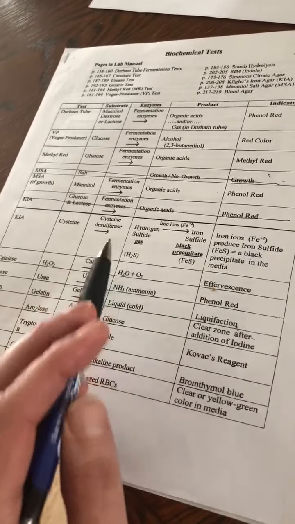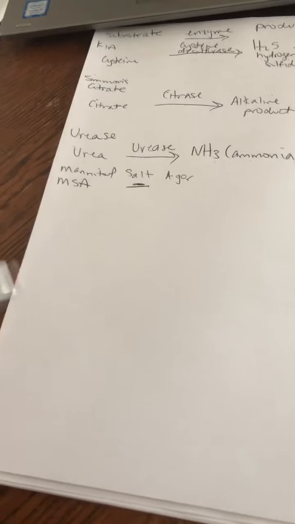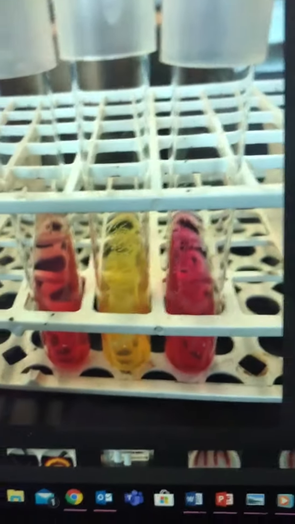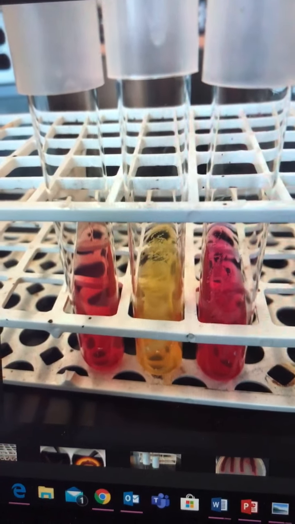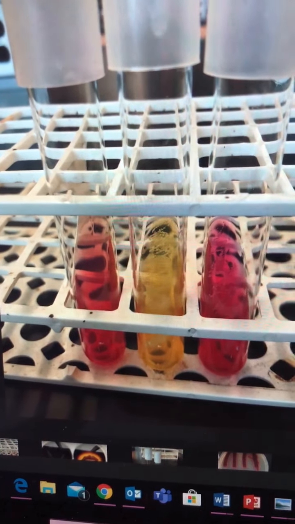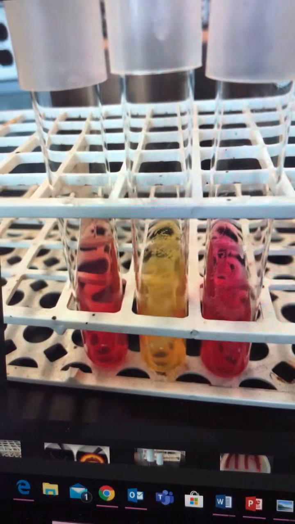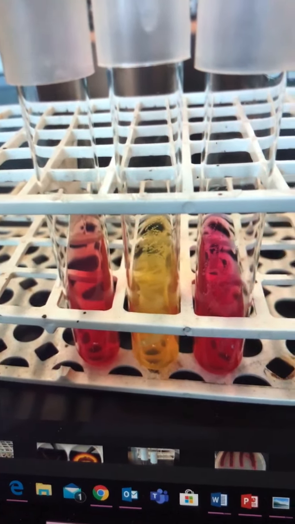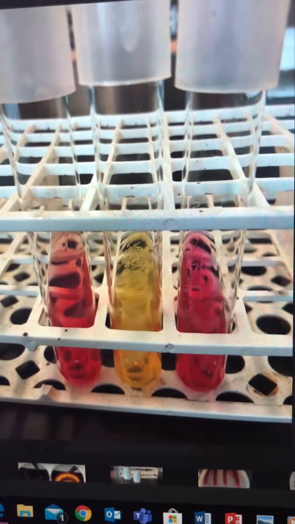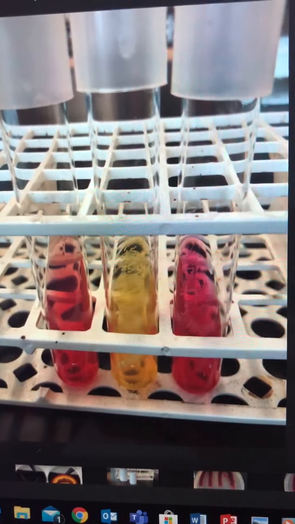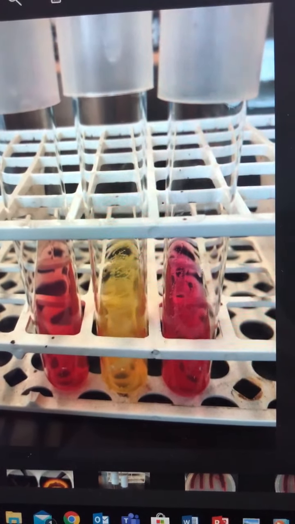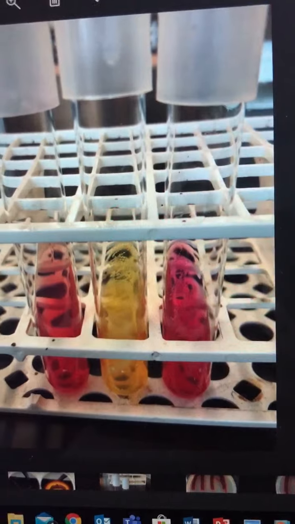So we're just going to cross that out and don't worry about that. You'll have to know this second line for KIA. But what we're going to go over now is this mannitol salt agar. So here are the test tubes for mannitol salt agar. The test tube on the left is the uninoculated control, which means that's the original color it was. It's a red color because phenol red is the indicator in here that we're testing. The middle one is the positive control, and the one on the right is the negative control that was inoculated.